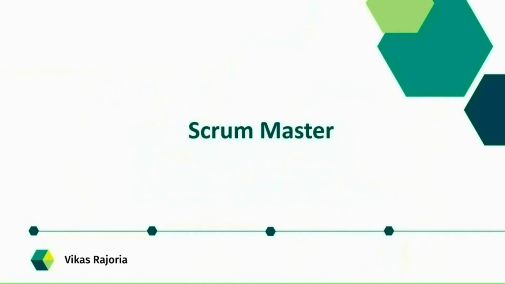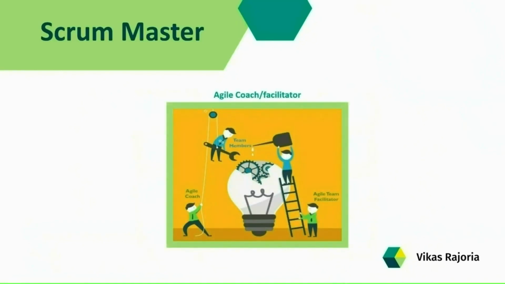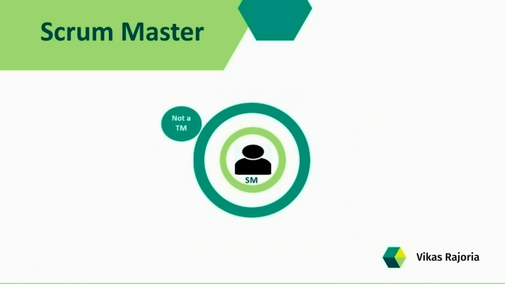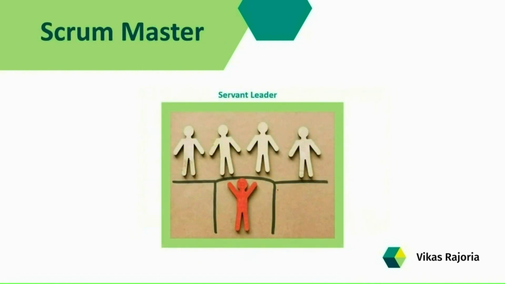The next role we have in Scrum team is Scrum Master. So, the Scrum Master is someone who helps the team learn and apply Scrum to reach all business values. He is not a team manager, not a project manager, and not a team lead, but the Scrum Master serves the team. So, we can say that the Scrum Master plays the role of a servant leader in a Scrum team.